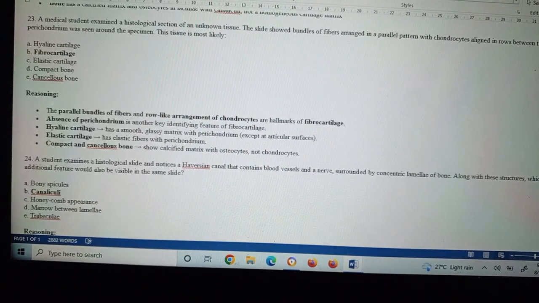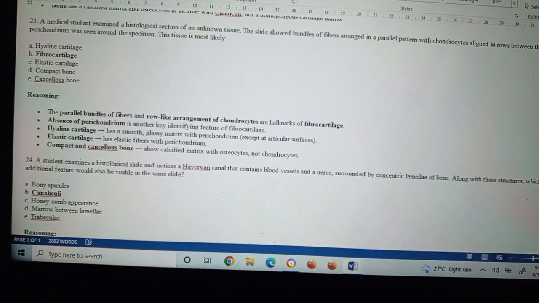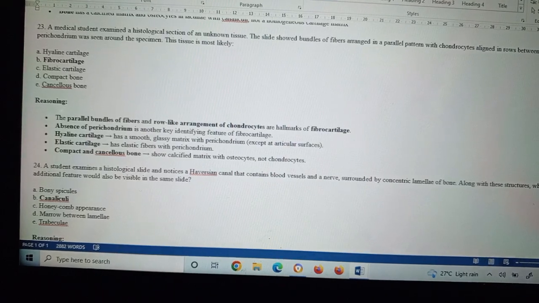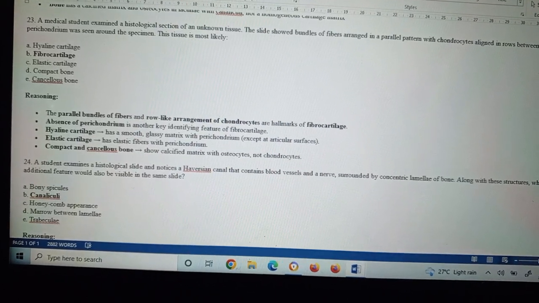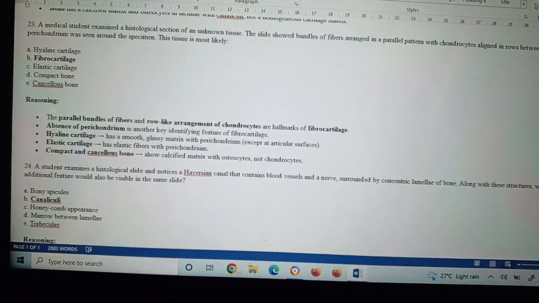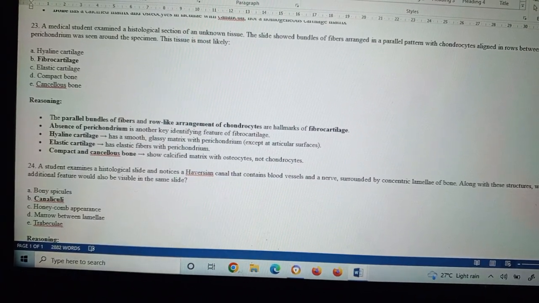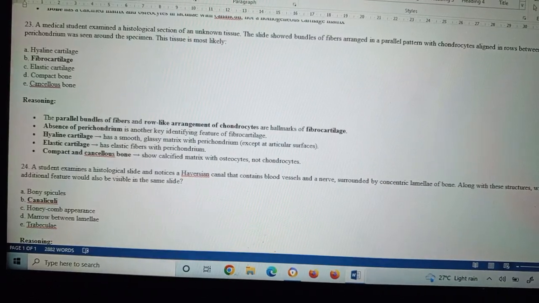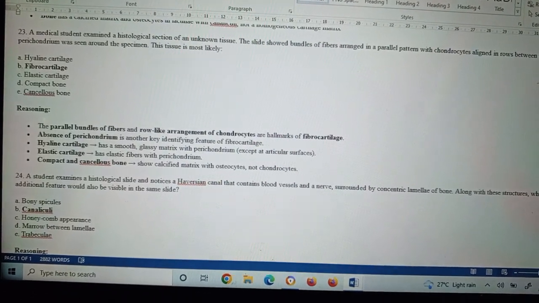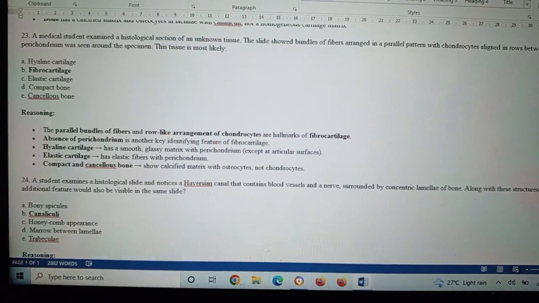Hyaline cartilage has a smooth glassy matrix with perichondrium except at the articular surface. This is also very important. You can identify hyaline cartilage by reading this hallmark or explanation. Elastic cartilage has elastic fibers with perichondrium present. Compact and spongy bone, which we have already discussed, show a calcified matrix with osteocytes but not chondrocytes.